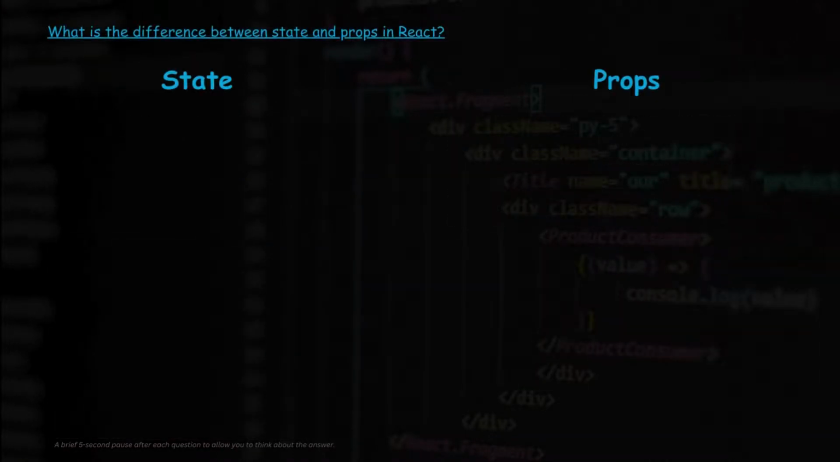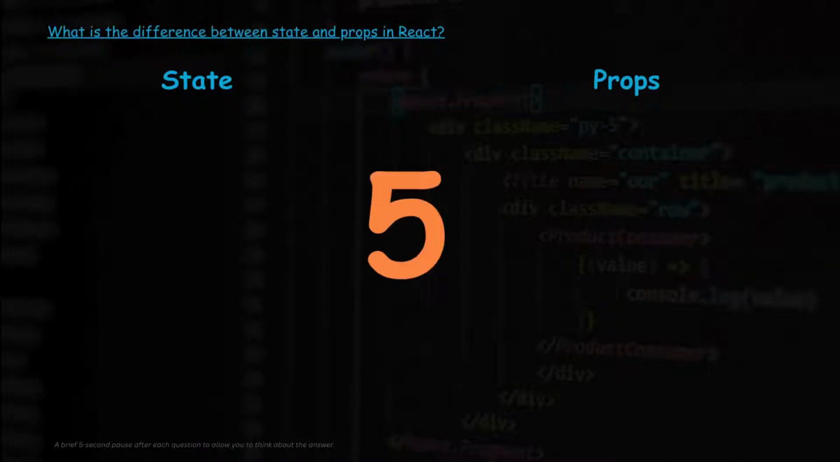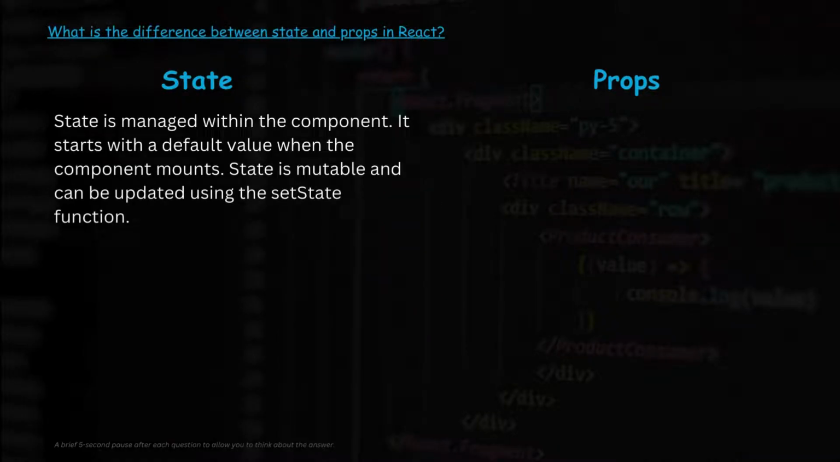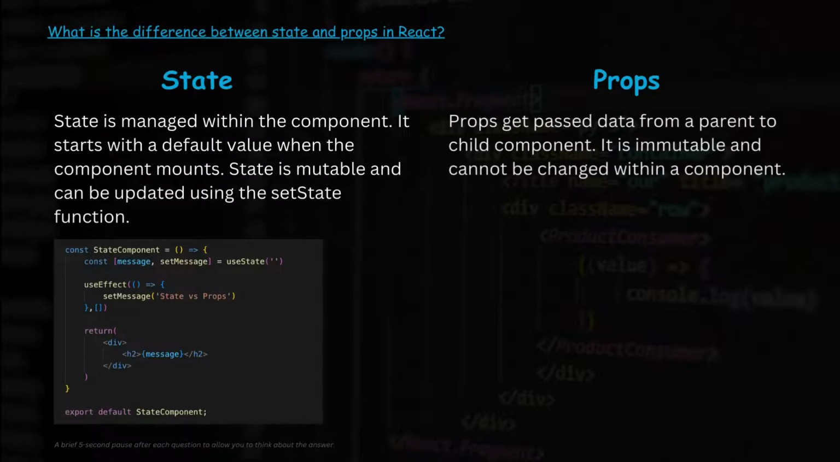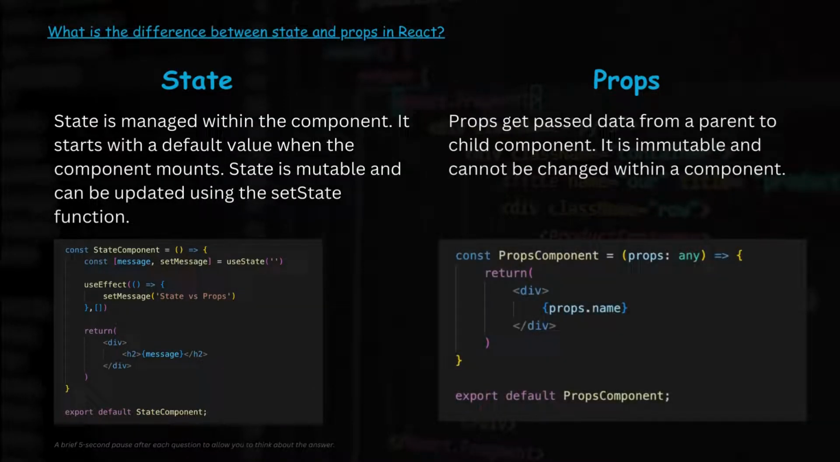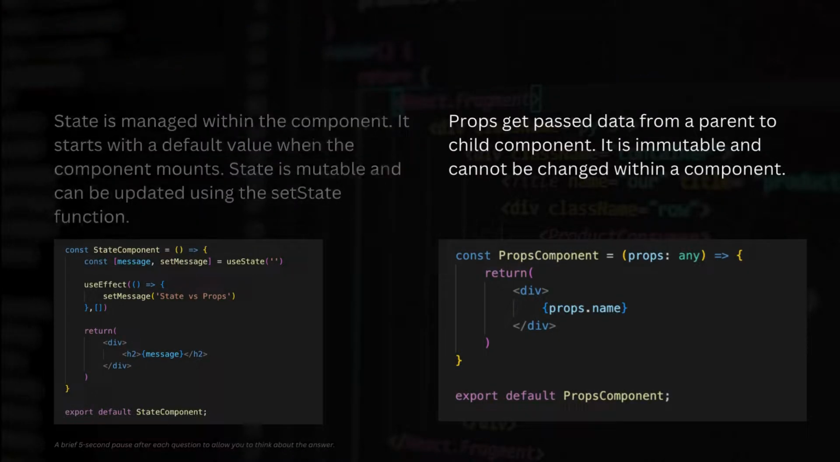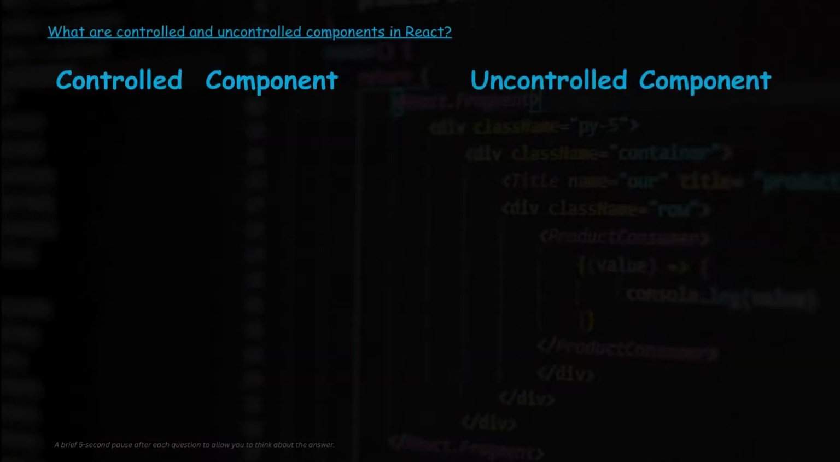Question 4. What is the difference between state and props in React? State is managed within the component. It starts with a default value when the component mounts. State is mutable and can be updated using the setState function. While props get passed data from a parent to child component, it is immutable and cannot be changed within a component.